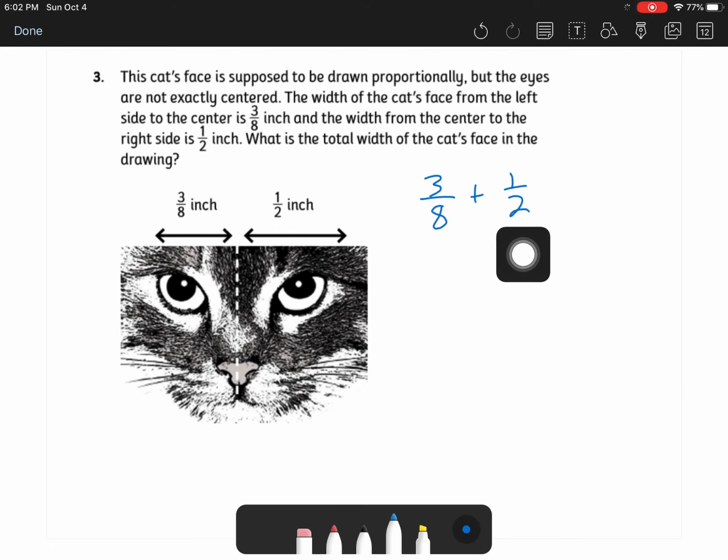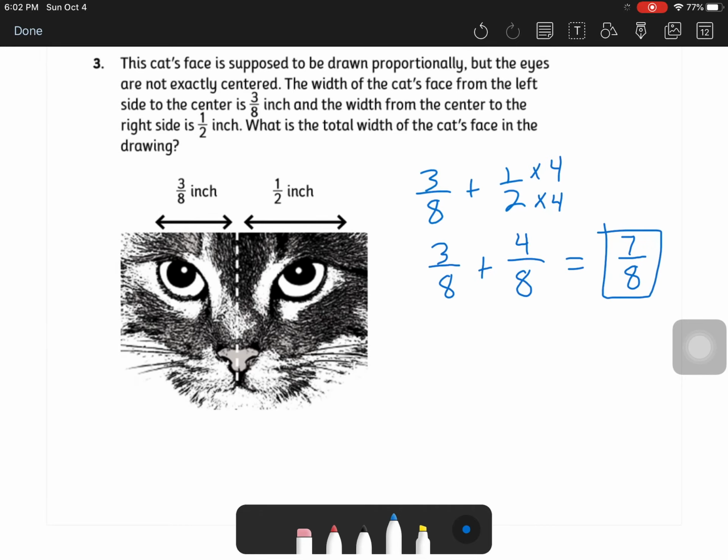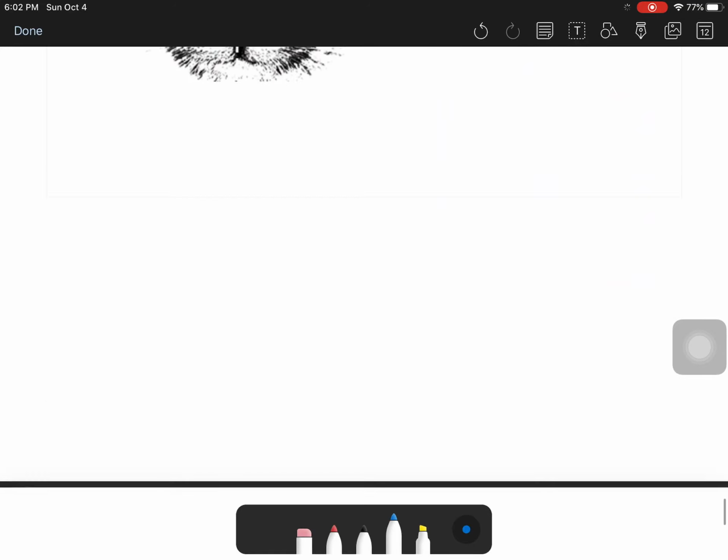Now, again, different denominators. So the 2 has to change into an 8. We have to multiply it by 4 to make that an 8. And so, again, same thing on the top and on the bottom. I'm going to carry the 3/8 down again. And then 1 times 4 is 4. 2 times 4 is 8. Now I can add those fractions together, and I would get 7/8. Okay.